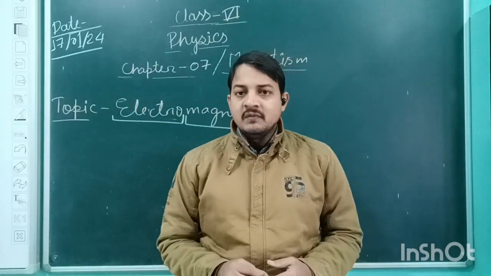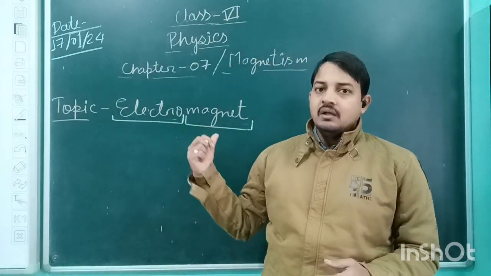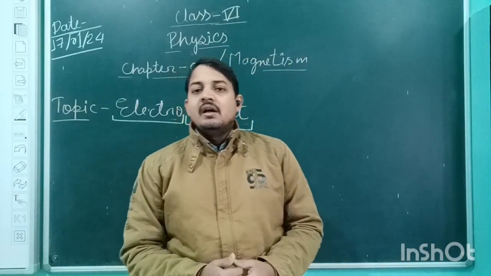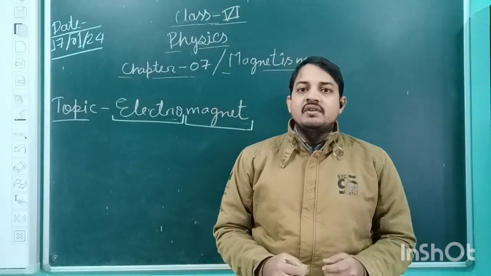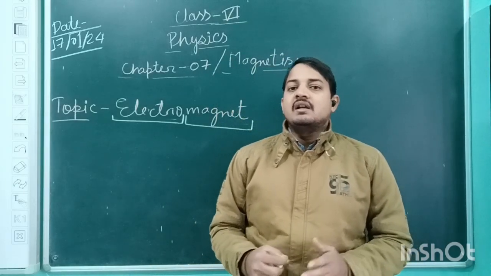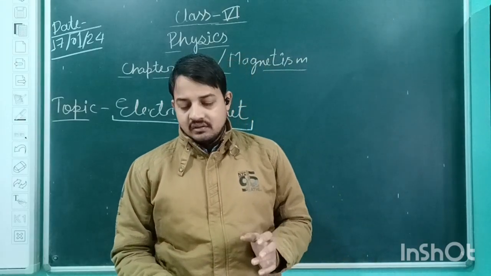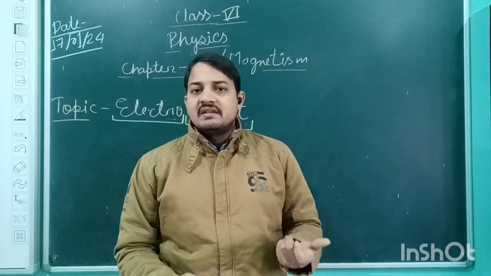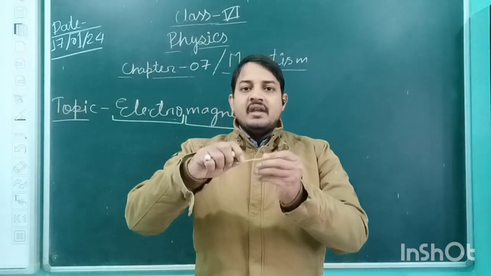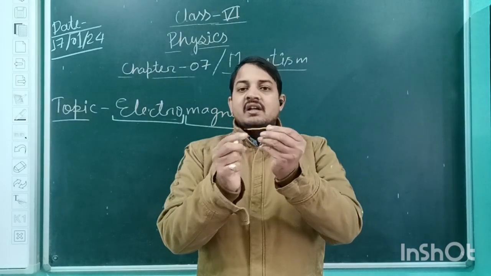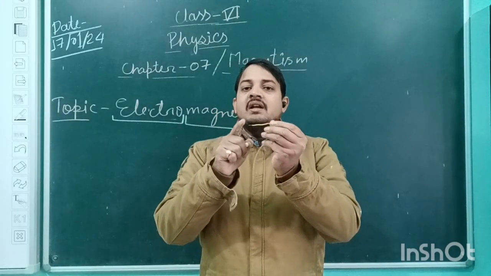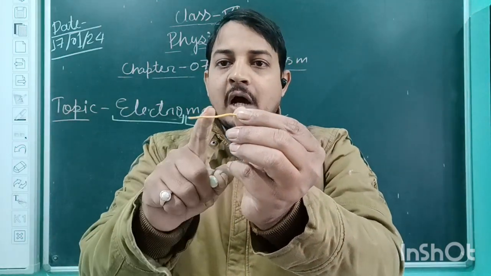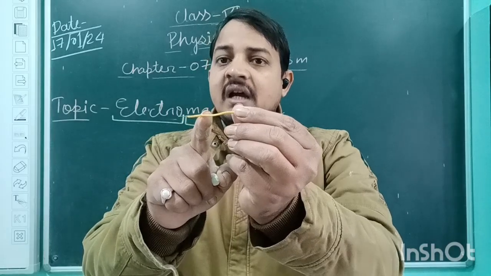electrical current. Before starting the electromagnet, we have to know about conductors of electricity. So what is a conductor? All the substances or materials which allow electrical current to pass through them are known as conductors, like copper wire, iron, or stainless steel. Like I am having a small wire. If I try to pass the electrical current through this wire, what will happen? Electrical current will pass very easily through it. But if you see the outer casing of this wire, it is made of plastic, which is an insulator.